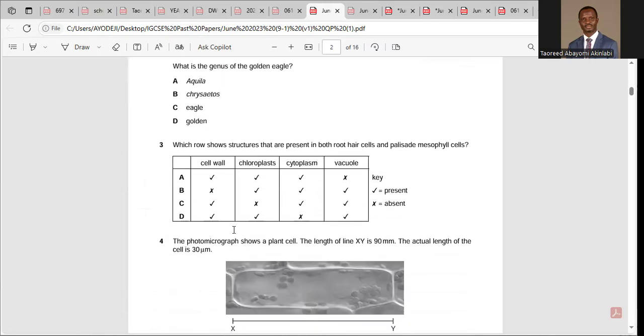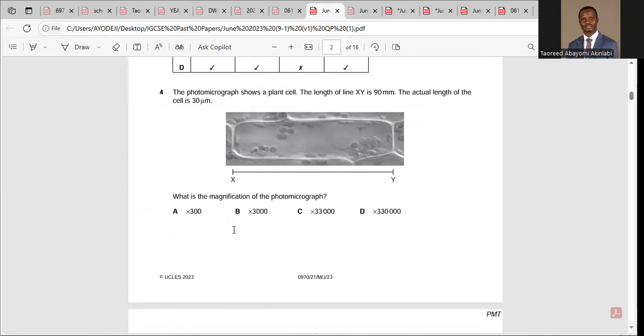Question 3, which row shows the structures that are present in both root hair cells and palisade mesophyll cells? Both are plant cells, but the only difference between the 2 of them is that the root hair cell does not have chloroplasts because it's found in the roots, and the root does not carry out photosynthesis. That means the right option for question 3 is option C. Both of them have cell wall, cytoplasm, and vacuole.